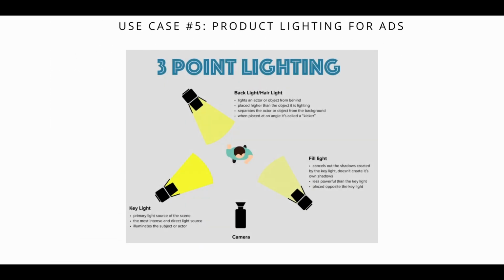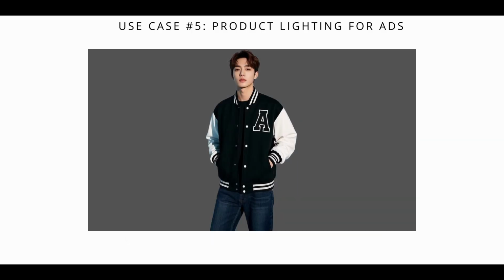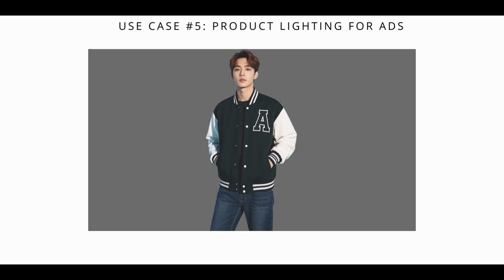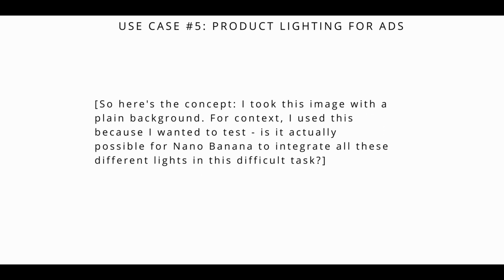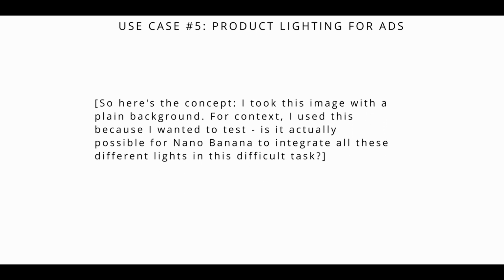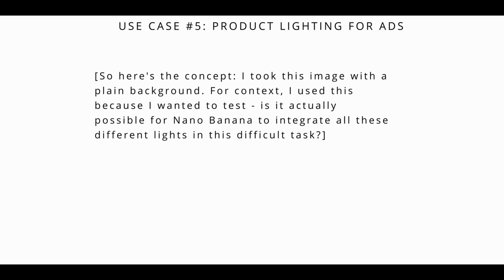This use case is about lights, how we can transform a kind of image into a product that's ready to sell just using Nano Banana. So here is the concept. I took this image with a plain background. For context, I used this because I wanted to test, is it actually possible for Nano Banana to integrate all these different lights in this difficult task? Here you can see the original image. Now let's see what Nano Banana gives us by prompting different types of point lights.